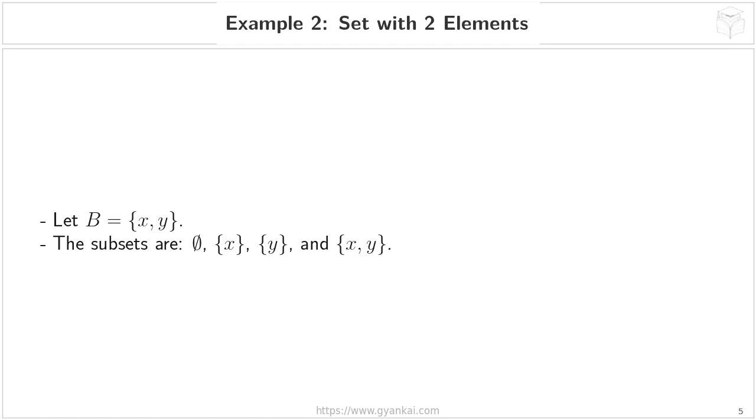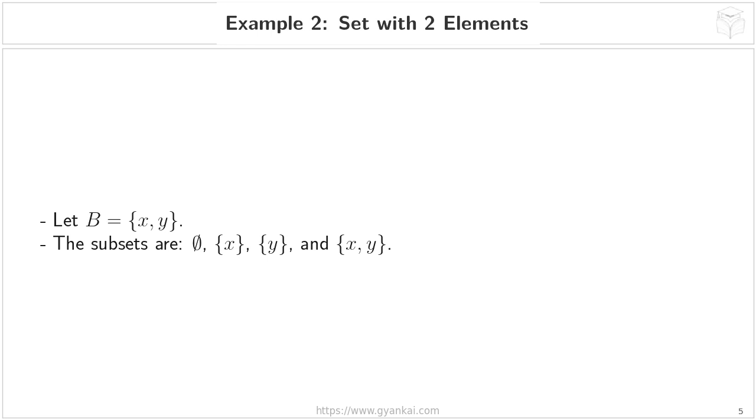So, the first subset is the empty set, which we denote as the symbol for the empty set. That's a set with nothing inside. Next, we can have a subset containing only the element x, which we write as the set containing x. Similarly, we can have a subset containing only the element y, or the set containing y. Finally, we can have the subset that contains both x and y, which is the set containing x and y.